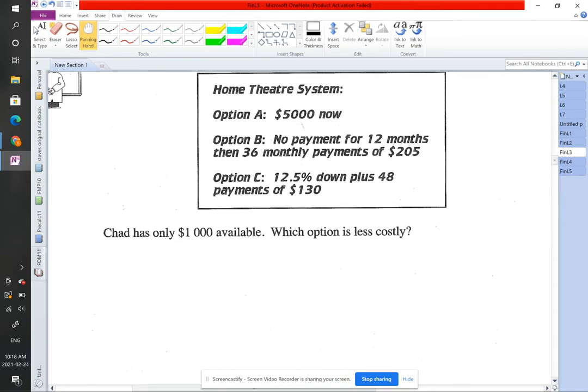Well, obviously option A doesn't work. If he only has $1,000, we can't use option A. Option A goes away. It's not enough money. So let's say option A, not enough money. Option B.